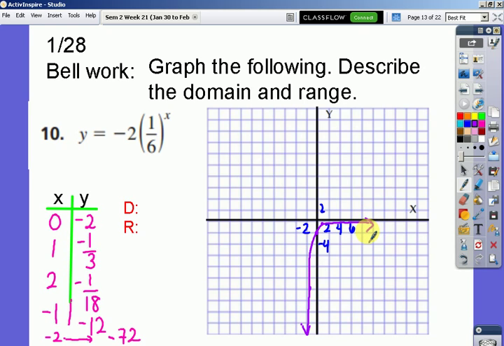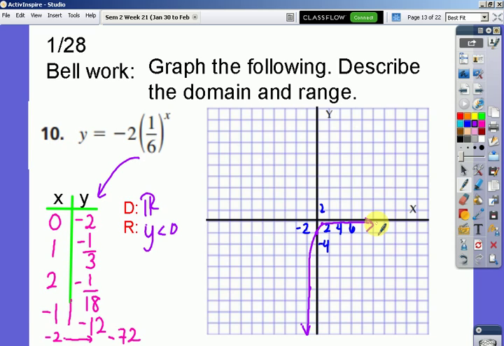And I will have you write out the table so that I know you got those points correct. So in general, your graph should look like this. Does it look like that? Did it look like that? Okay, good. So what would your domain be? All real numbers, right. All real numbers. What's your range? Y is less than 0. Because you're going to go downwards.